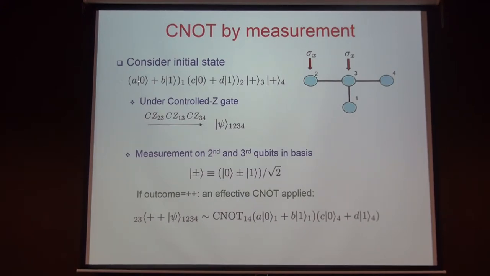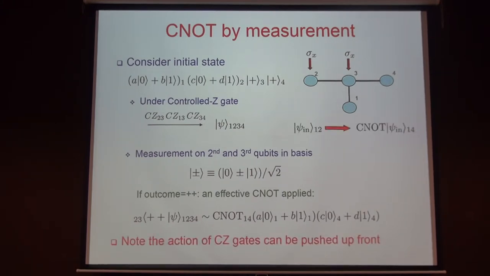Initially, these two are not entangled, but at the end, these two are entangled. So this is the simplest example that demonstrates that you can use entanglement to entangle particles. But as I said, I have to apply these control Z, but then you can push these to the front.